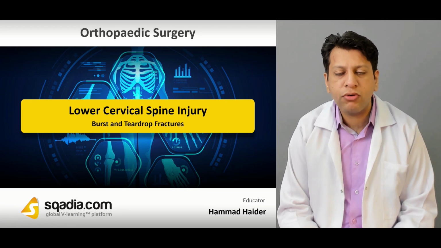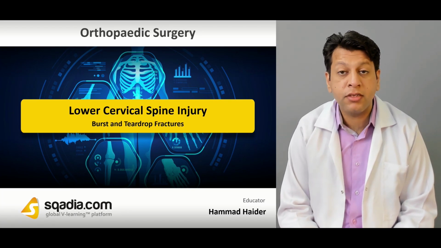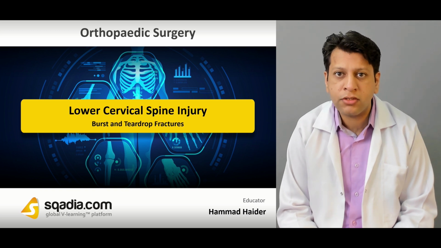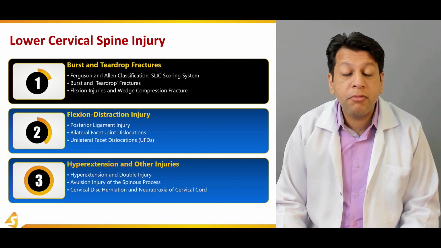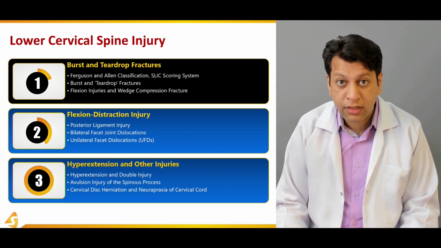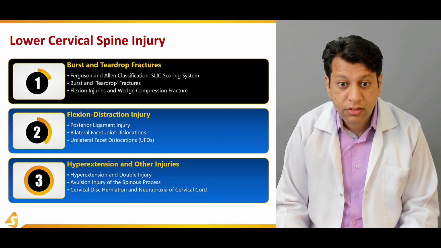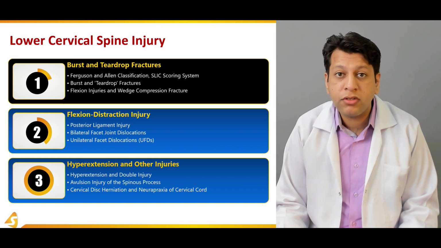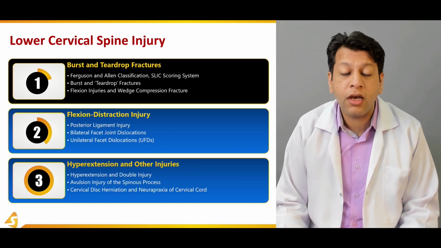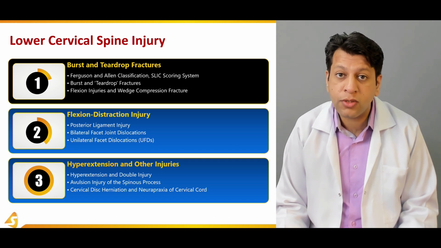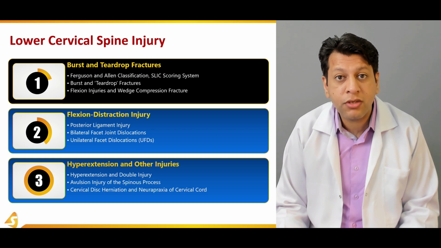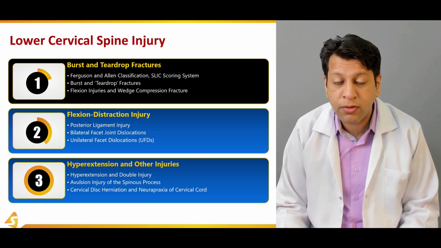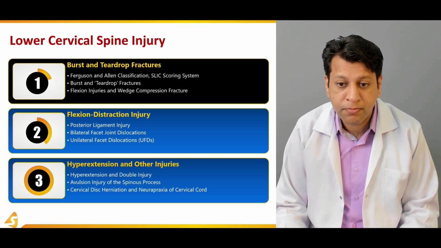Now, moving on to our first section, we will be discussing the burst and teardrop fractures of the subaxial spine. We will be discussing in this section the Ferguson and Allen classification, the SLIC scoring system, and then the morphological burst and teardrop fractures, what they are, how they look on X-rays, and what their management is. And then we will discuss the flexion injuries with wedge compression fractures of the cervical vertebral bodies.